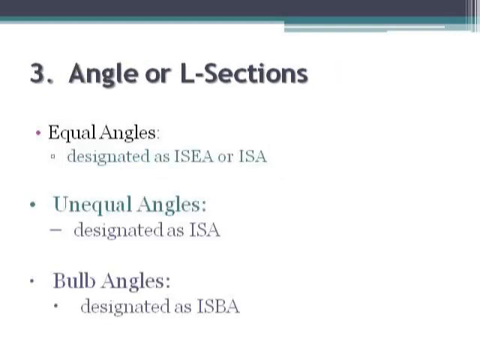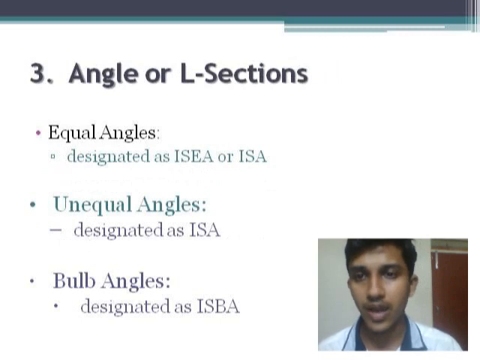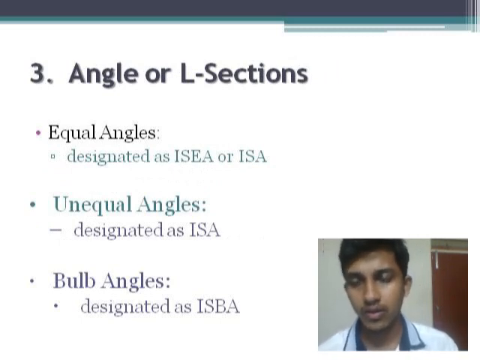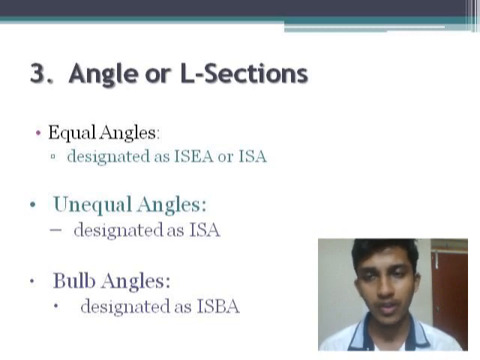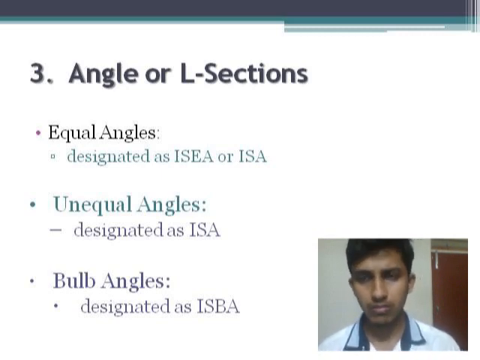Next we have angle sections. In angle sections we have equal angle section, which is designated as ISEA or generally ISA. It will have both the legs of equal length, of equal dimension. That will be equal angle section. And unequal angle section will have one leg of more length, more dimension, and the other leg shorter. One shorter leg and one longer leg will come under unequal angle. That is designated as ISA.